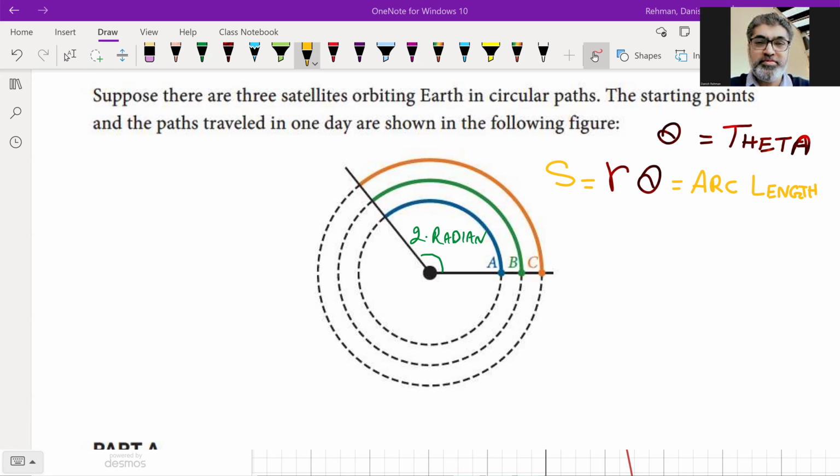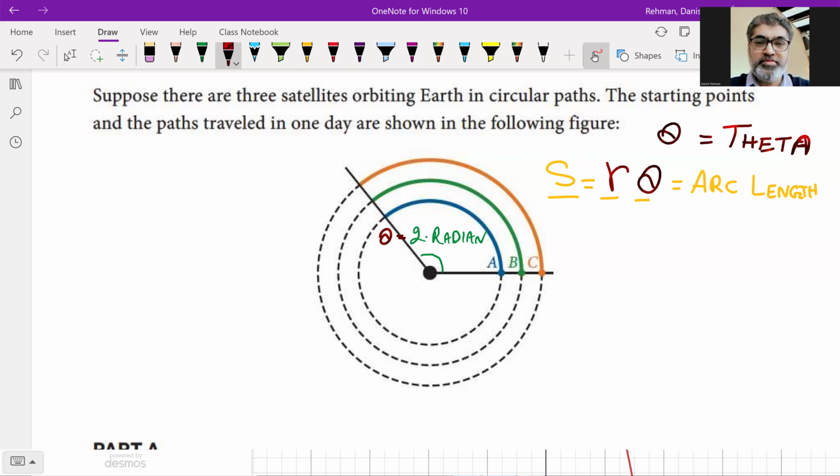And you told me that the orange satellite, when it traveled 2 radians of an angle around the Earth, has covered the maximum distance. It's clearly visible over here. But how will I support that claim mathematically? This formula is telling me the arc length S is equal to r times theta. So theta is fixed. For all three, theta is 2 radians. Theta is not changing. What changes? The arc length is only the radius.